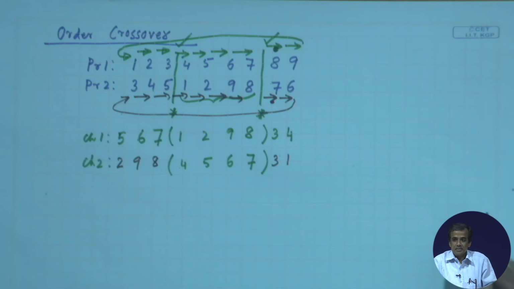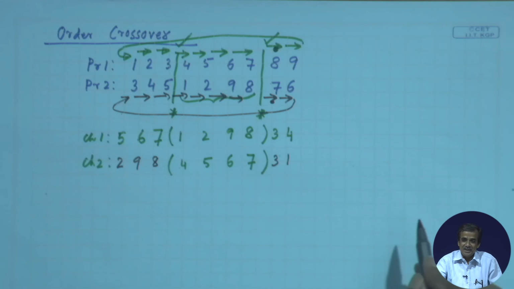Sir, in this method, can we get infeasible solutions? Pardon? You can try whether you get an infeasible solution or not. You will not be getting an infeasible solution. No, you won't be getting an infeasible solution. Yes, we are checking, one after another.